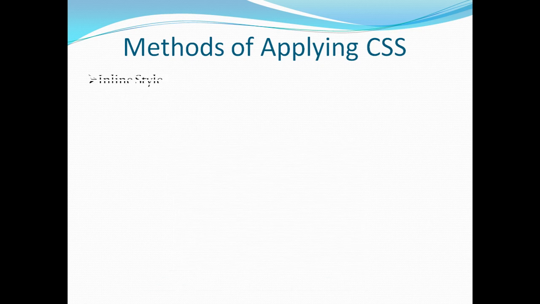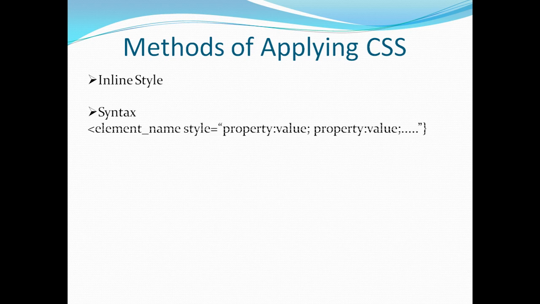The third method of applying CSS is inline style. It is used when you want to apply a style to a particular instance of an element. So what is the syntax of an inline style? We can have the element name style, property, value, and so on. For example, we have a body style, that is the element name style. Background color stands for property and red stands for the value. So this is how you can apply inline styles to various styles in a particular element.